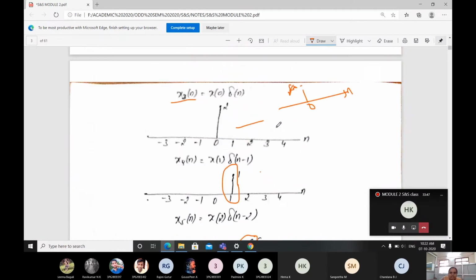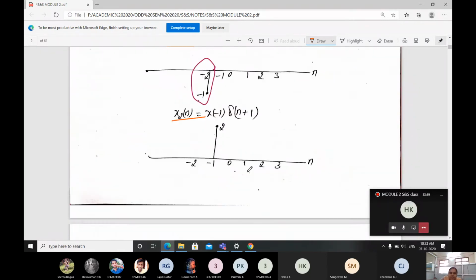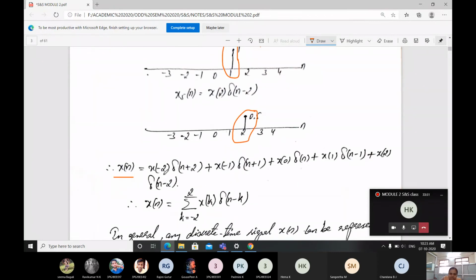I'm adding all the signals. Here it is x of -2 delta of n plus 2, plus x of -1 delta of n plus 1, plus x of 0 delta of n, plus x of 1 delta of n minus 1, plus x of 2 delta of n minus 2. What is written here is the same thing; we added all. When I add, I get my x of n signal.